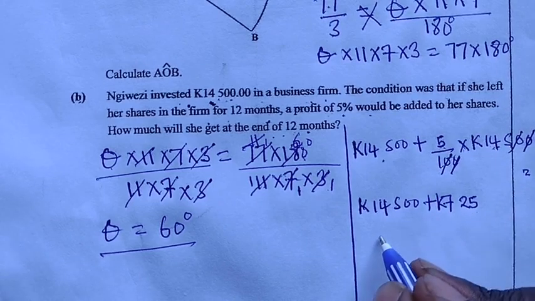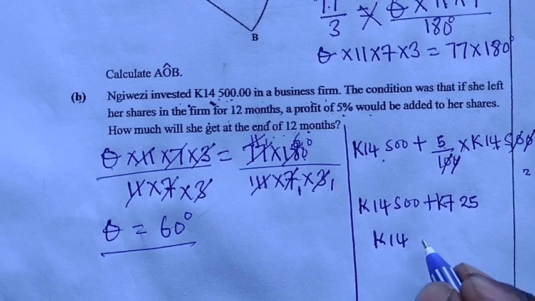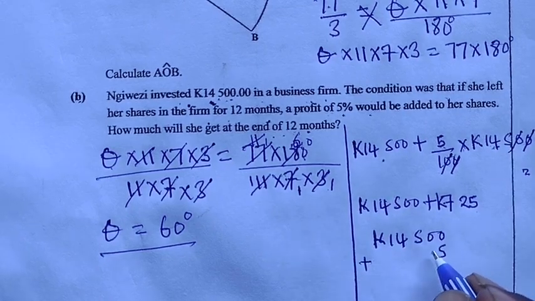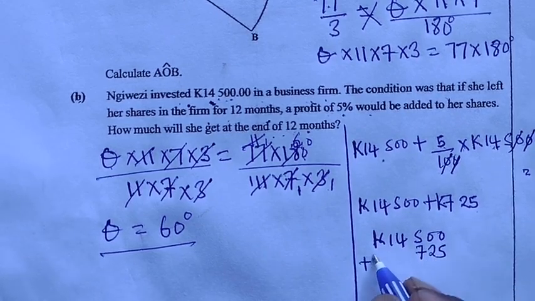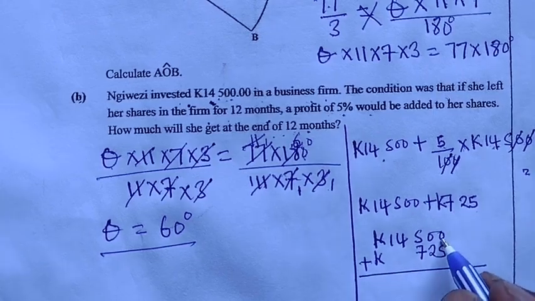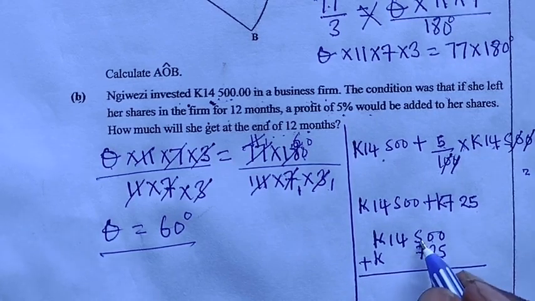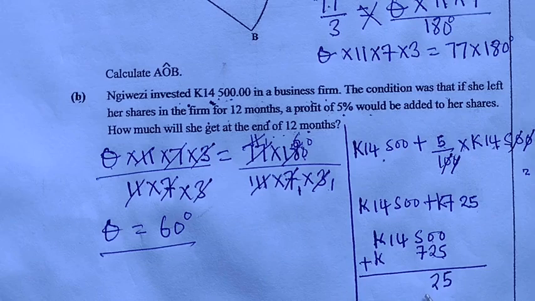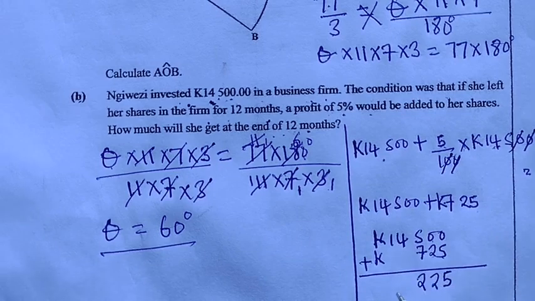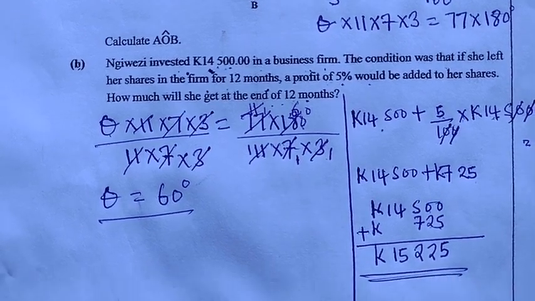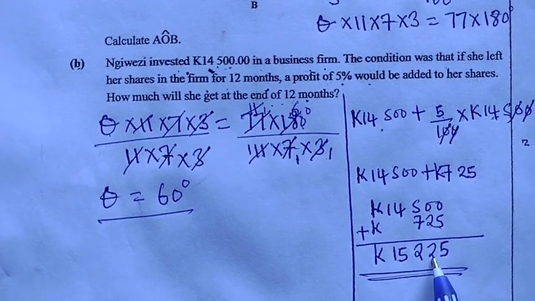Then add it to this. So we are adding 14,500 plus 725 kwacha. This plus this is a 5. This plus this is a 2. 5 plus 7 gives us 12. So write 2, we carry 1. 14 plus nothing is 14, plus that 1 is 15. So the amount that this person will get is 15,225 kwacha.